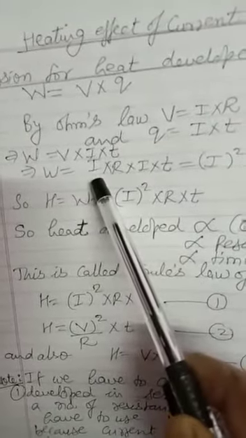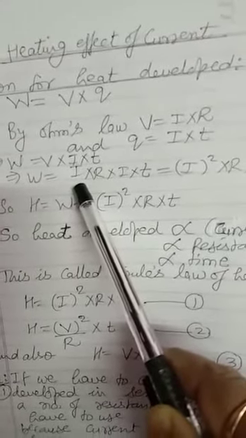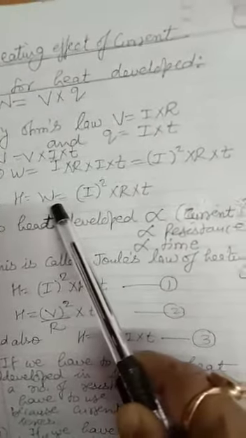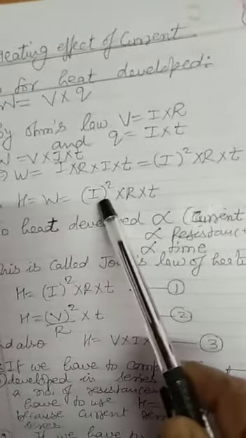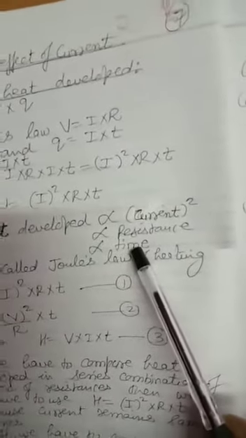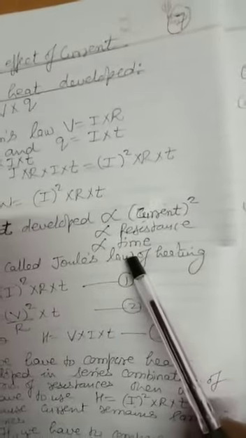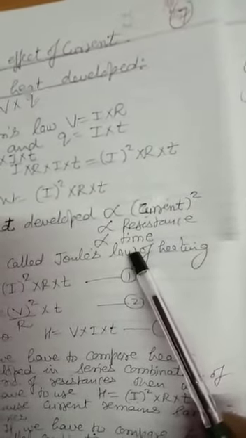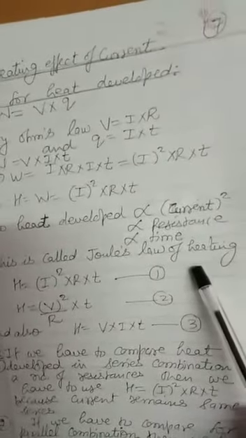Then if we substitute the value of V by using Ohm's law, that V is I into R, we get the second formula, I square into R into T. So whatever work we are doing, it will appear in the form of heat. So heat developed is given by I square into R into T. It means heat developed in a wire when the current is flowing is directly proportional to the square of current, directly proportional to its resistance, and directly proportional to the time for which the current is flowing. And this is called Joule's law of heating.